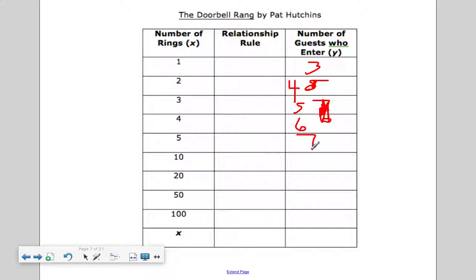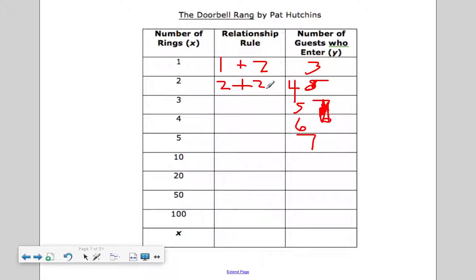So can you find the relationship here? Let's see. If I had 1 doorbell ring, 3; 2, 4; 3 is 5; 4 is 6; 5 is 7. Are we adding or multiplying to come up with these numbers? I think it's additive. So what are we adding? Here we have 1 doorbell ring. We add 2 to get 3. We have 2 doorbell rings.